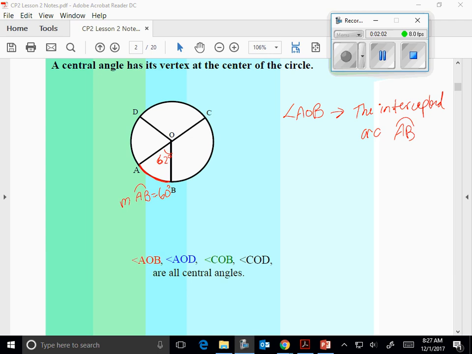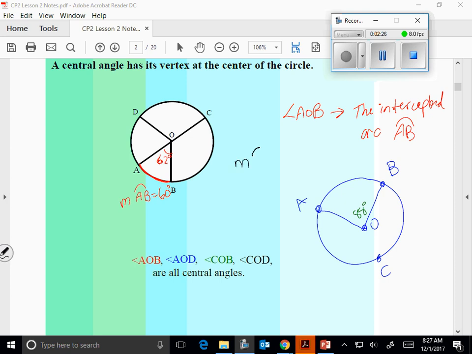Actually, I want to do a quick example here. Let's say I have A, I have B, I have C, and let's say that AOB is a central angle with a measure of 88 degrees. I want to know two things. What would the measure of arc AB equal? And then I want to know what the measure of arc ACB would equal. Take just 30 seconds, talk to a neighbor, and see if you can figure out those two arc measures.